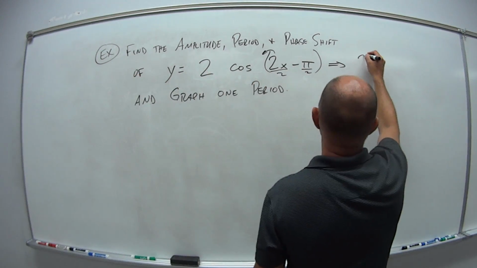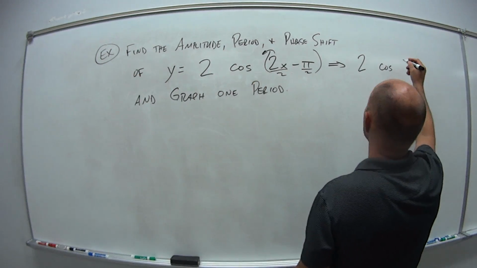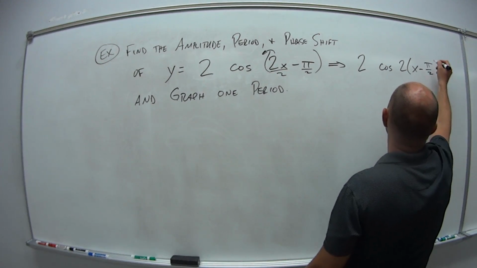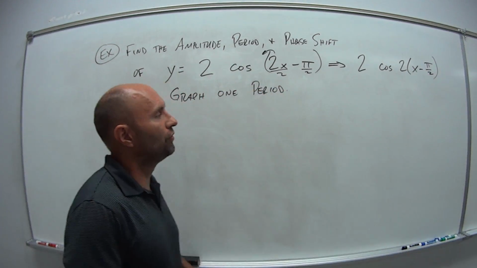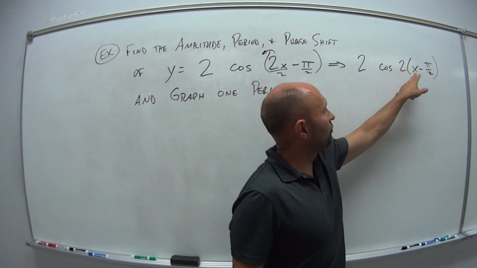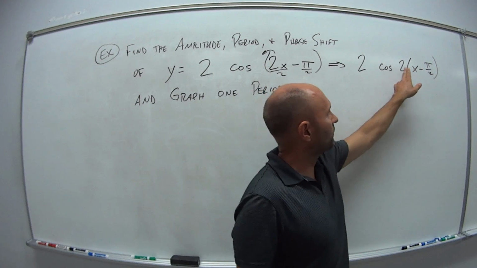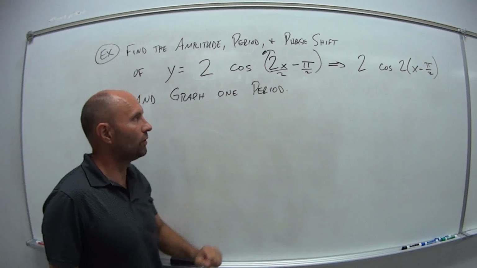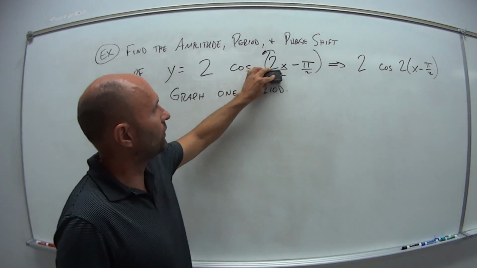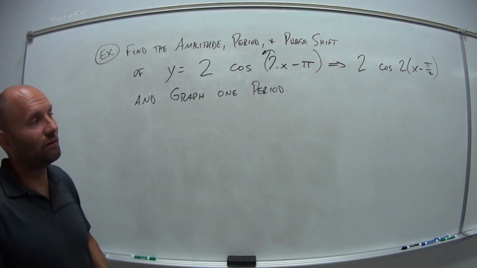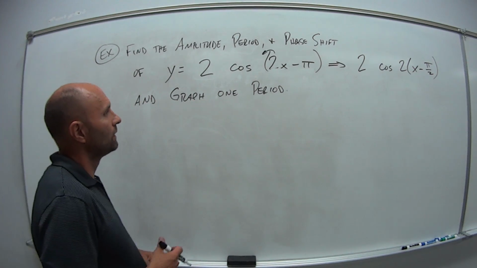So I could really rewrite this as 2 cosine of 2 times x minus pi over 2. And again, you can see with the last part, if I multiply the 2 into both pieces, I get 2x and 2 times pi over 2, which is just pi. So it's still the original that I started with. It just looks a little different, but it's in the form that I need.